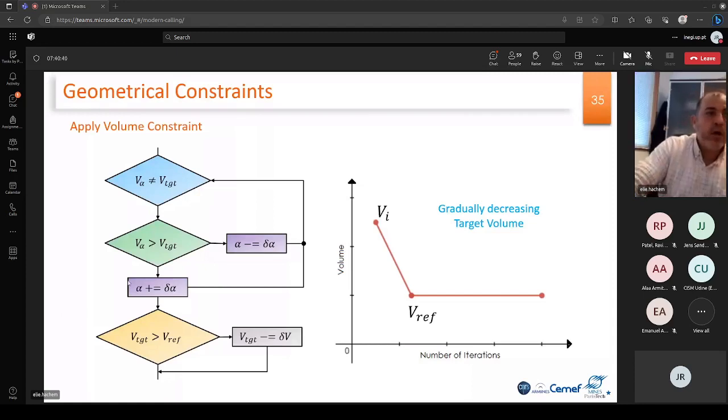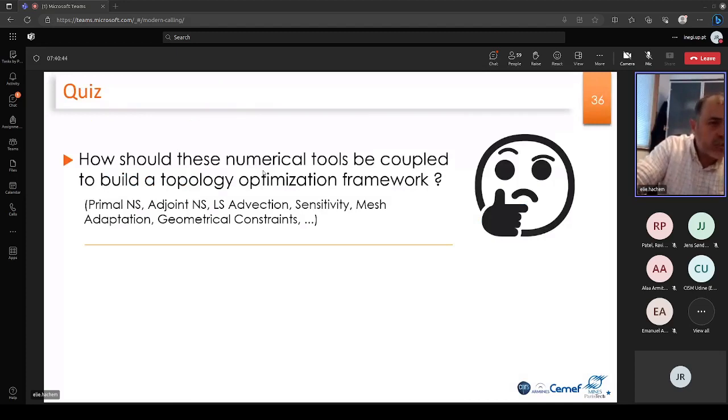So let's see now. I told you a lot of information. How should this numerical method now be coupled to build a topology optimization framework? I talked about primal Navier-Stokes. I talked about adjoint Navier-Stokes. I talked about the level set advection, how to compute the sensitivity, and mesh adaptation, and geometric constraint.